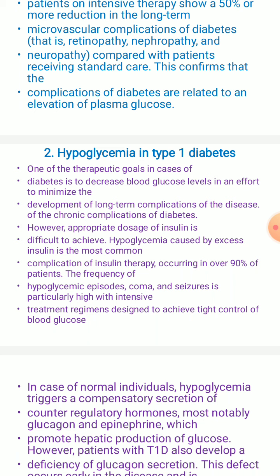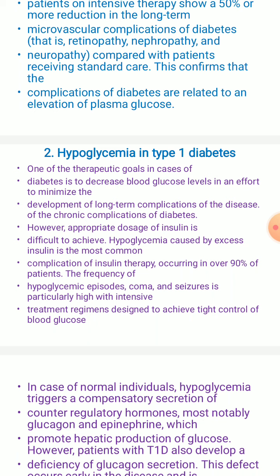The frequency of hypoglycemia, which can lead to coma and seizures, is particularly high with the intensive treatment regimes, which are mainly designed to achieve tight control of the blood glucose level. So in order to avoid the hyperglycemic condition, this treatment is designed to maintain the blood glucose level at the normal condition.